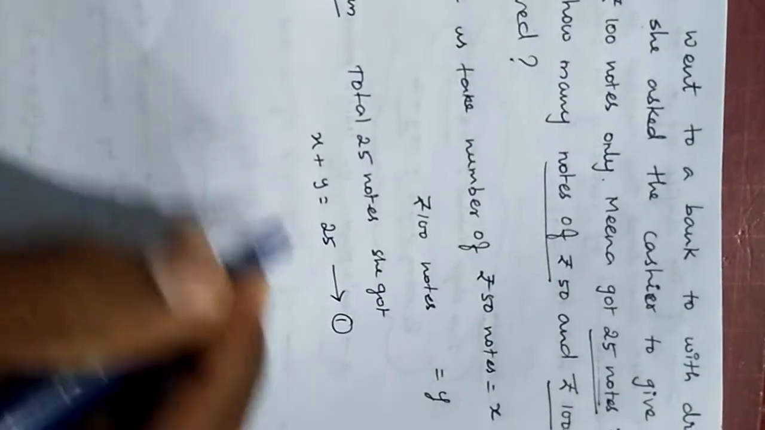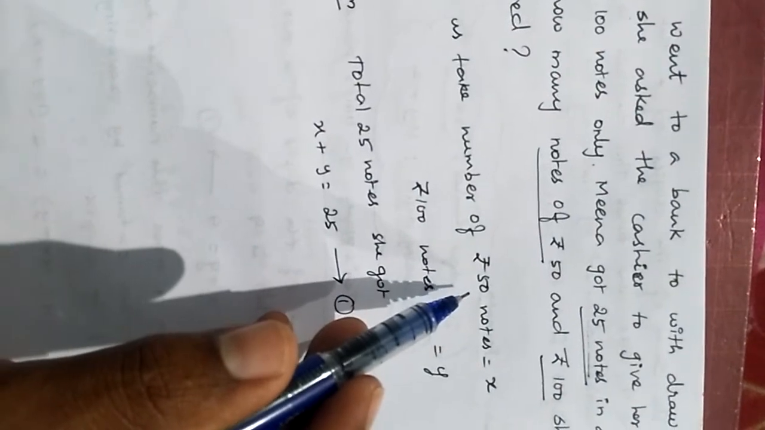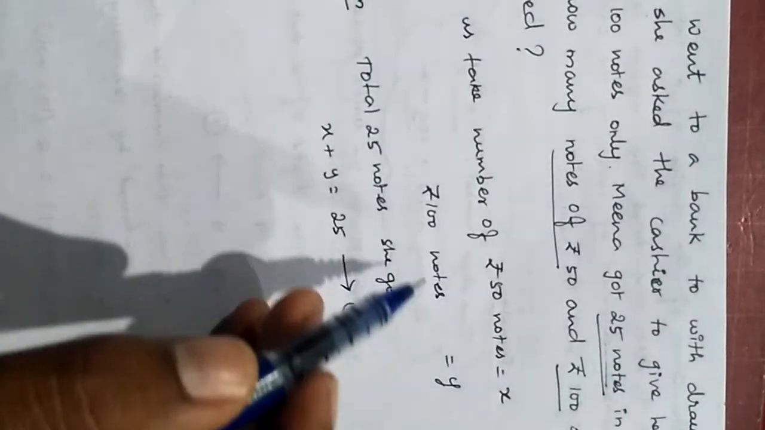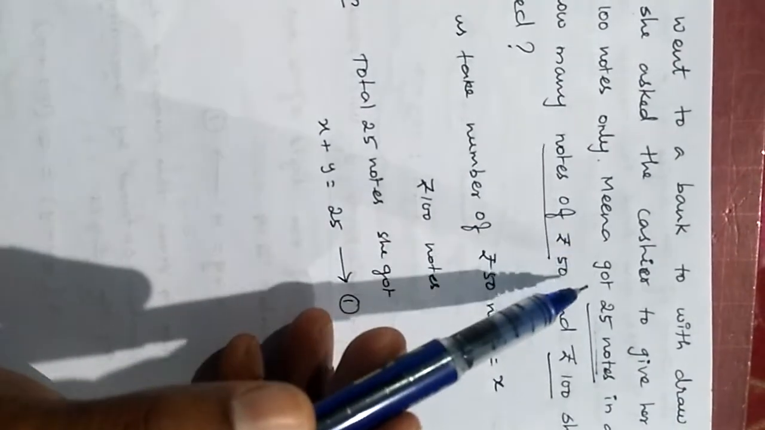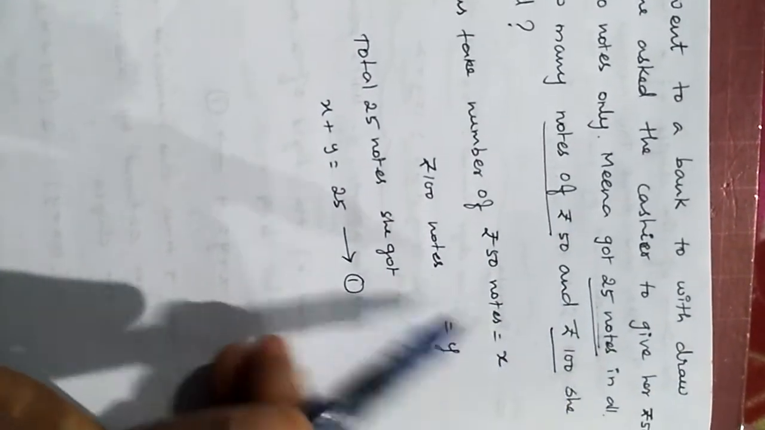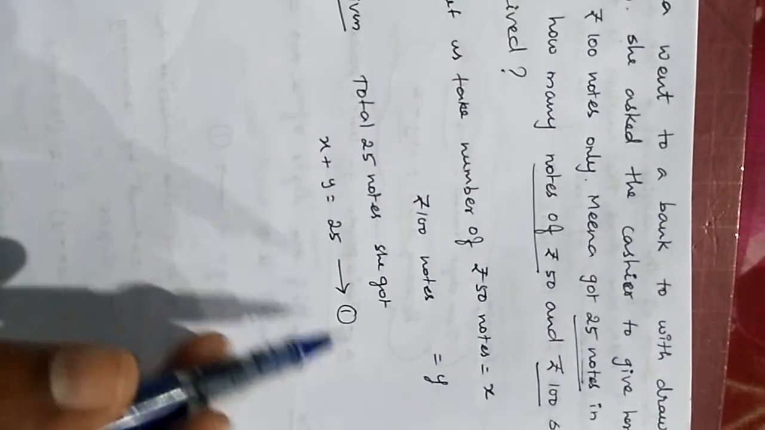So equation 1 we got it. Why are we taking x plus y? x represents the 50 rupees notes, y represents the 100 rupees notes. So both notes together means she got 25 notes in all. In all means only these two notes. So we got equation 1 here. Next.